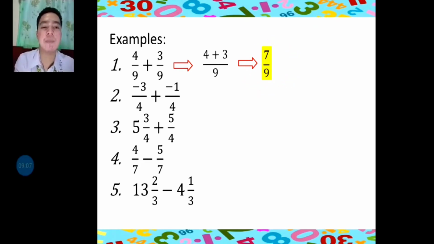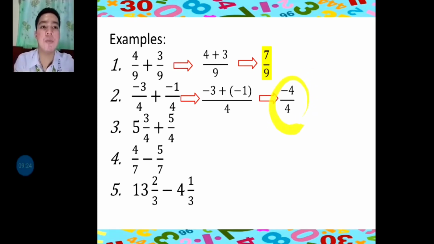How about number 2? Same process, negative 3 plus negative 1 over 4. We just copy the denominator. Then negative 3 plus negative 1 is negative 4 over 4. As you can see, we are able to reduce it to lowest terms. That will be negative 1, so 4 divided by 4 is 1. What will be our sign? Take note that dividing different signs will result in a negative answer. So negative 4 divided by positive 4 is negative 1.